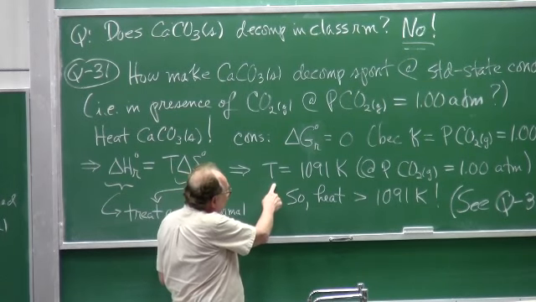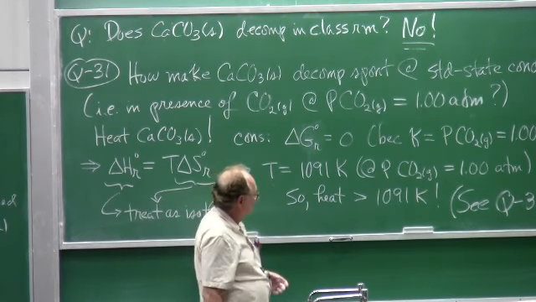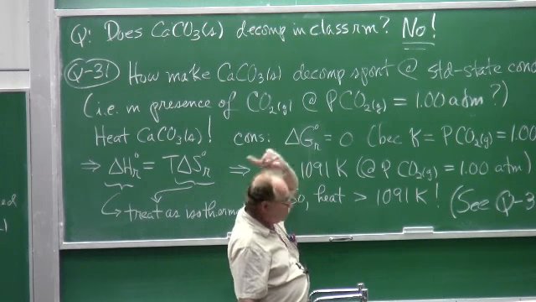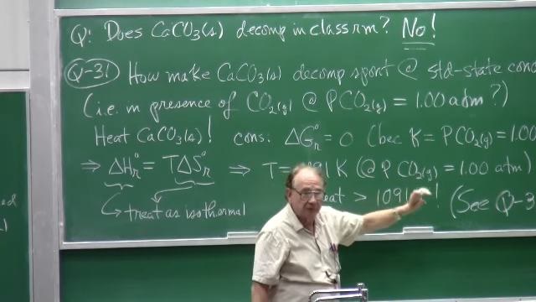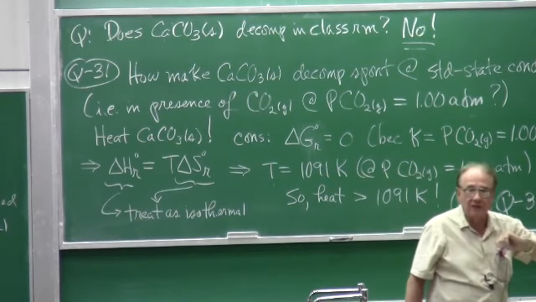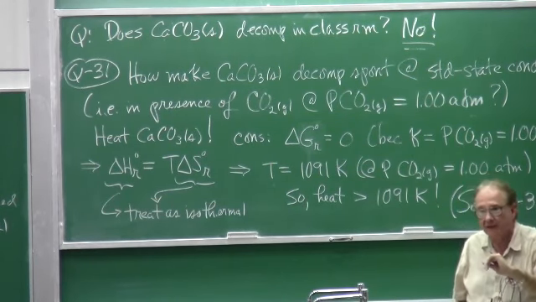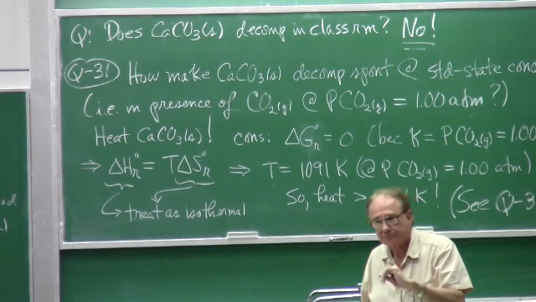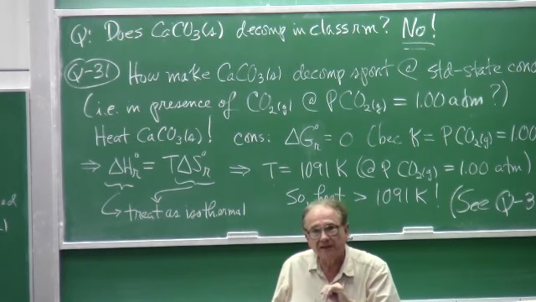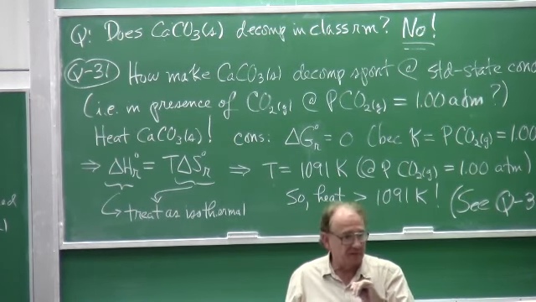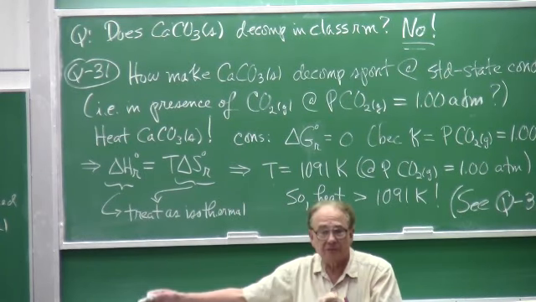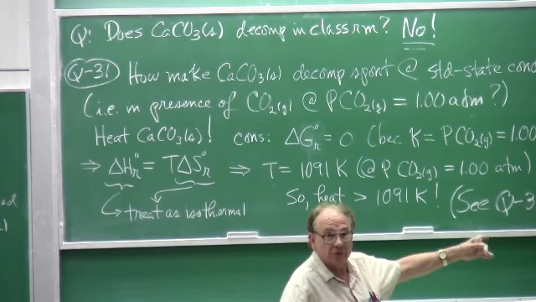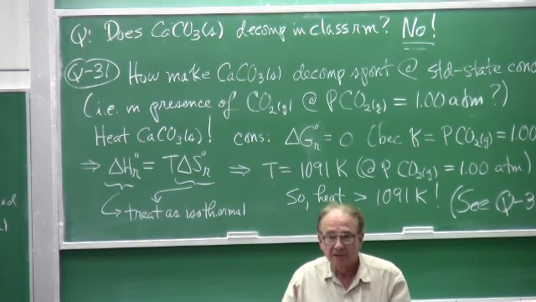So I get a temperature of 1091 K. For this K, this reaction system will proceed spontaneously until the partial pressure of CO2 is 1.00 atmospheres. So what I'm going to do, if I want to make the calcium oxide, is to heat the calcium carbonate in an open atmosphere, not a closed atmosphere, like this room. And I'll make sure the doors are open and the windows are open.